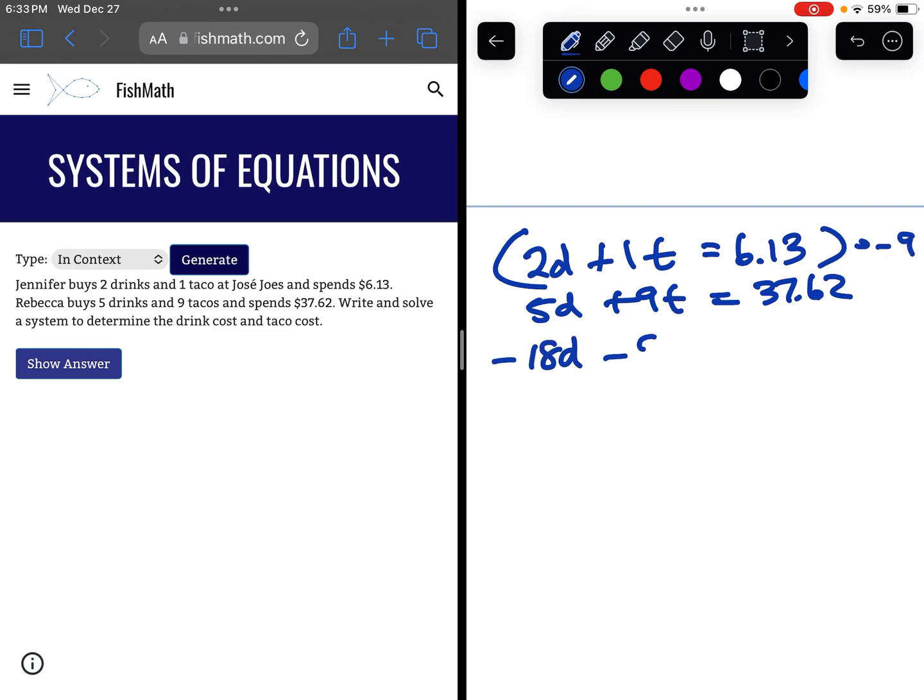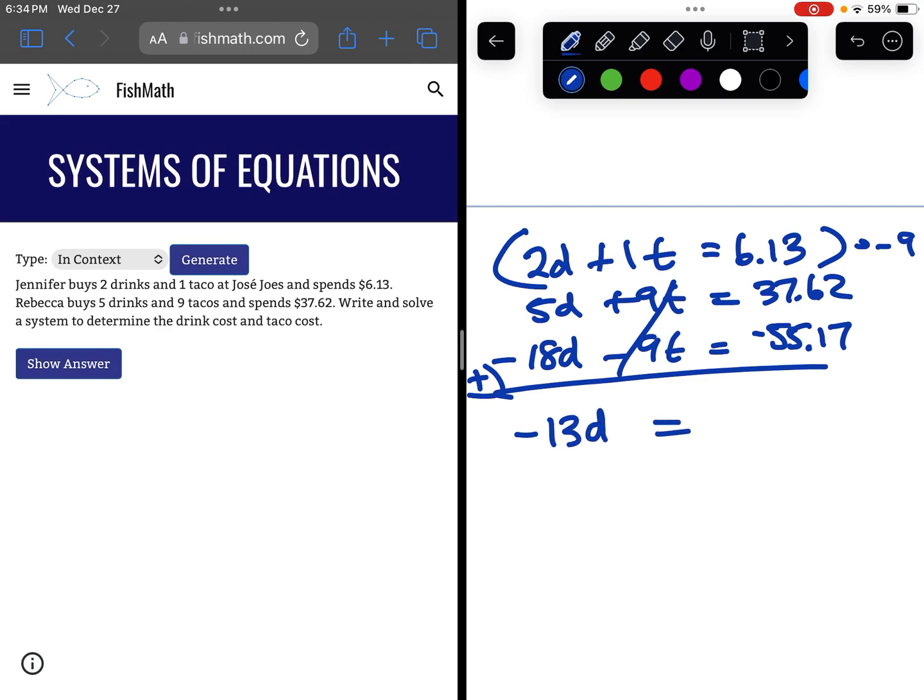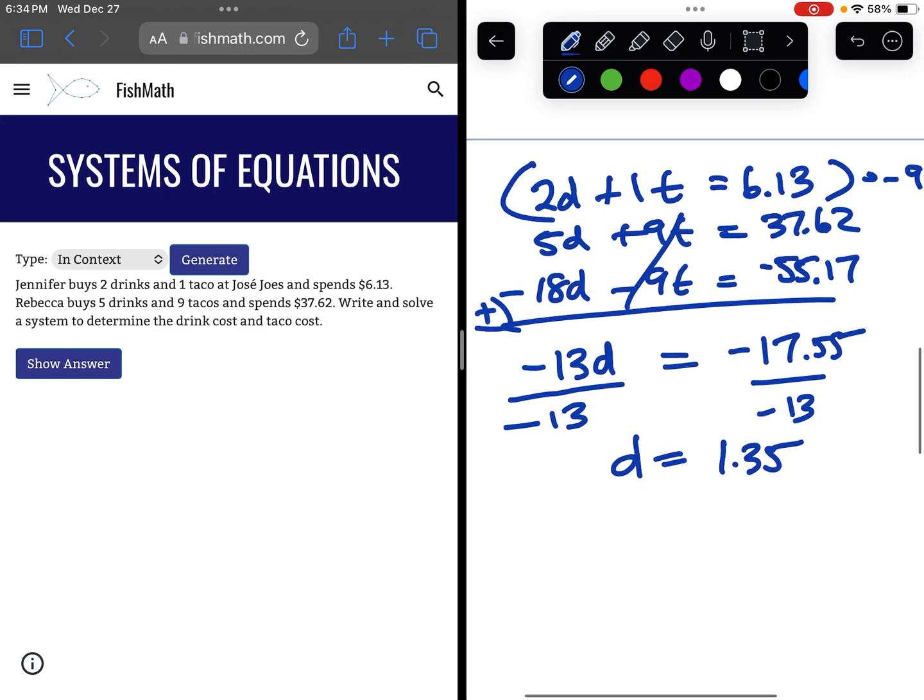So negative 18d minus 9t equals 613 times a negative 9, which is negative 55.17. Then I'm going to add these two together. The t's cancel out. This gives us negative 13d equals negative 17.55. I'm just going to divide by negative 13, and that'll be the cost of our drinks. And that is $1.35 once you do that division.